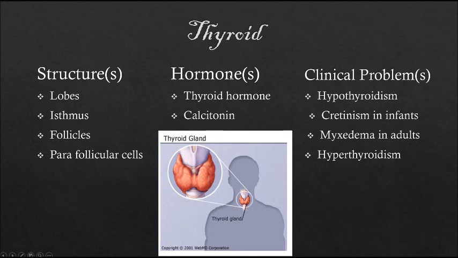The two main hormones that are produced by the thyroid include the thyroid hormone, also known as TH, and calcitonin. Clinical problems include hypothyroidism, which is too low of the thyroid hormone being produced. It is known as cretinism when it happens in infants and myxedema in adults. Hyperthyroidism is the opposite and is also called Graves' disease, where too much thyroid hormone is produced and there's an increased metabolic rate and heart rate.